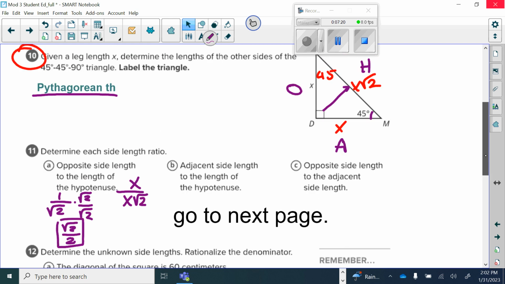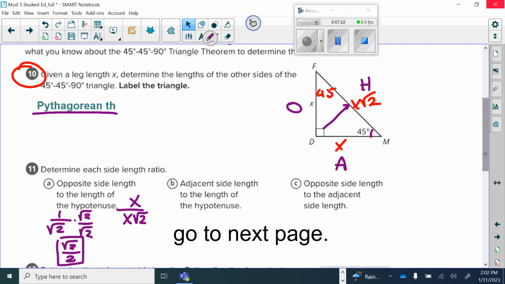How about the adjacent side? Well, we should see the adjacent side is also x over the hypotenuse, x root 2. So again, that answer is going to come out the same. We're not going to work it all out again. You just saw it there. So root 2 over 2 is my final answer. And then lastly, opposite side to the adjacent, x over x. So that relationship is 1. 1 to 1, they're the same. All right, go to the next page.